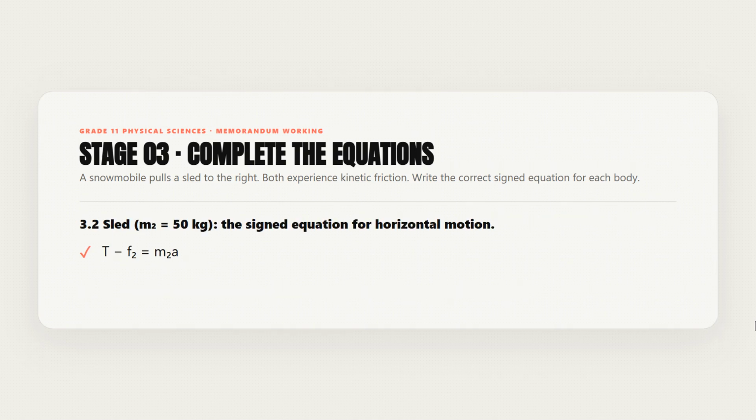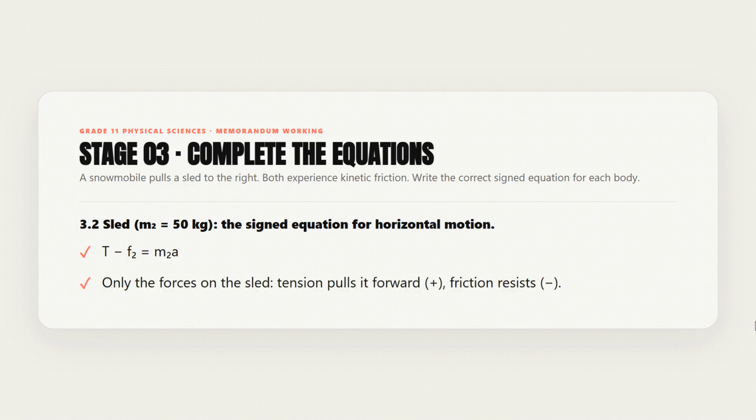Question 3.2. The sled, mass 50 kilograms. Look only at the forces on the sled. Tension pulls the sled forward, so it is positive. Friction resists to the left, so it is negative. The equation is T minus F2 equals M2A.